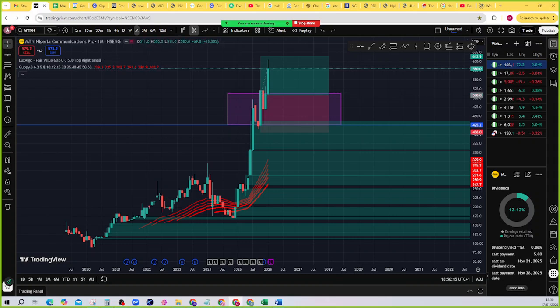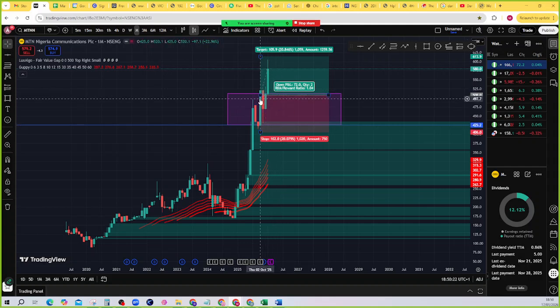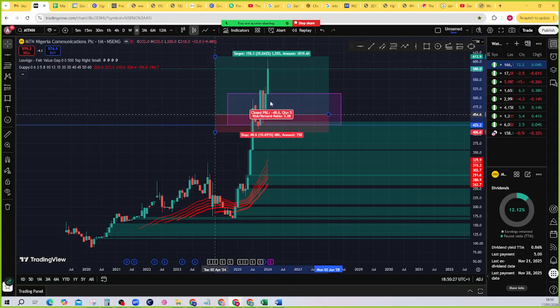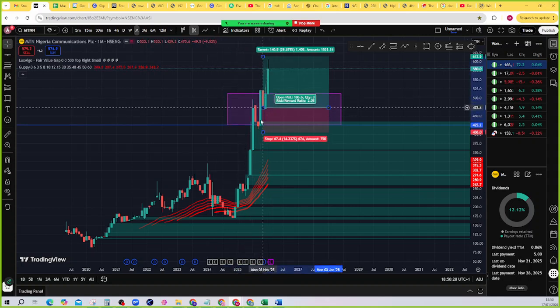But people are seeing it as a long-term trade anyway. The know-how, MTN has come to stay. 5G. There's no way you will not use data and so on and so forth. If you are that kind of investor, you just consider holding your MTN and not think of selling. So that is that for MTN.